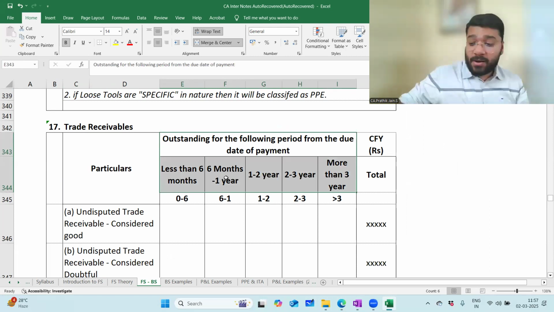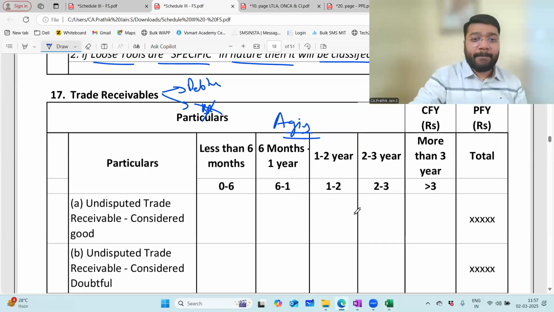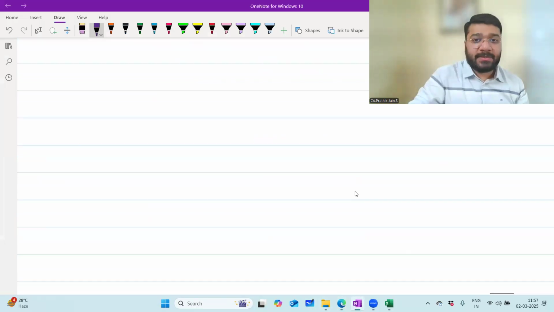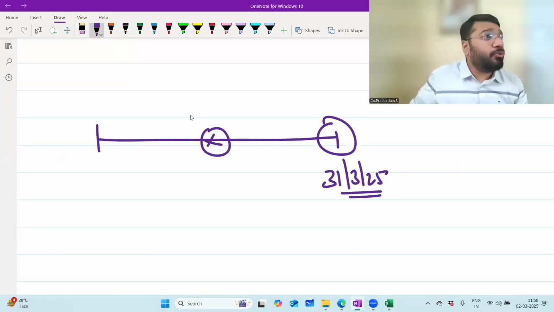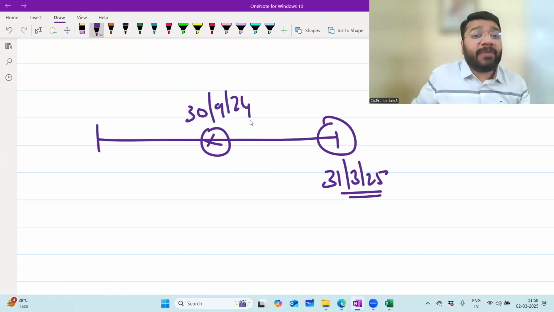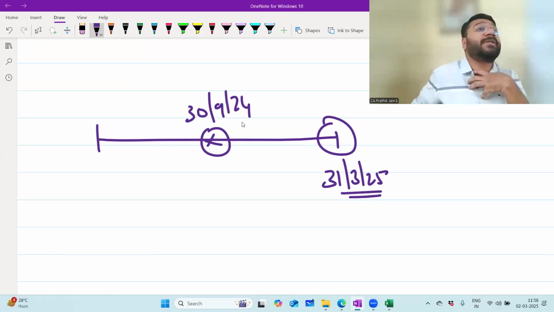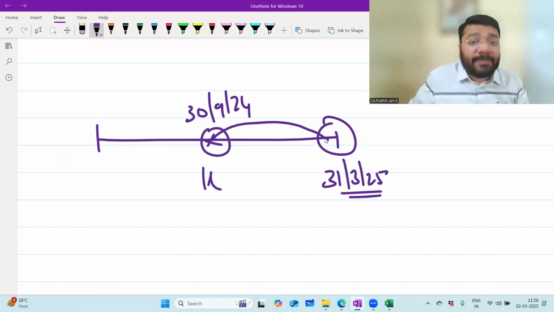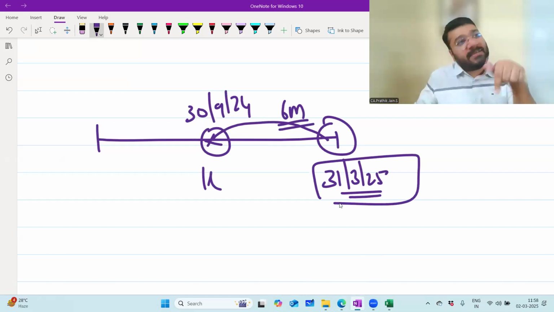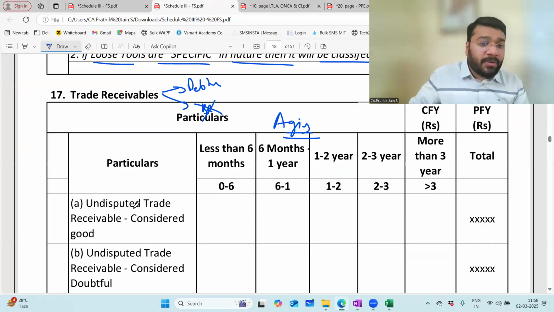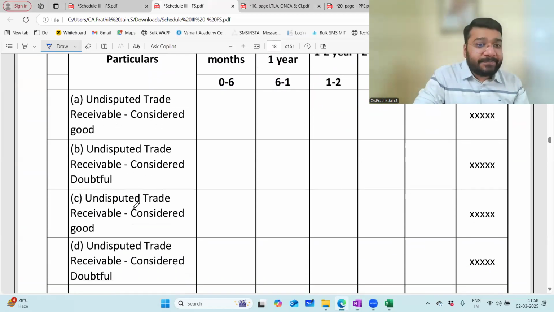Means what? Let me take an example. This is the reporting period, 31st March 25. There's one particular customer or debtor who's supposed to make the payment to me on 30th of September 2024. This is the due date when I'm supposed to receive the money. How much money? 1 lakh rupees. But this fellow did not pay the money. And this money is outstanding for how much period? 6 months. So now, can I say on 31st March still this amount is receivable? Yes. Now, you will put it under which category?